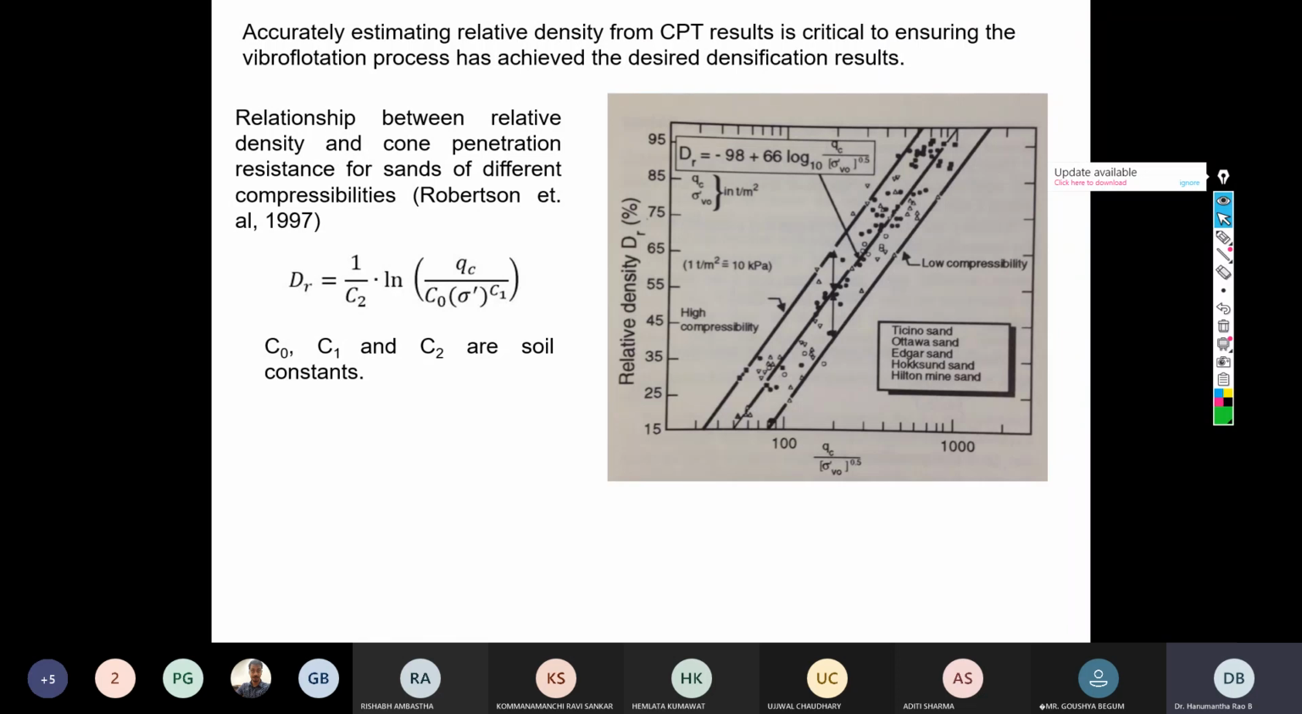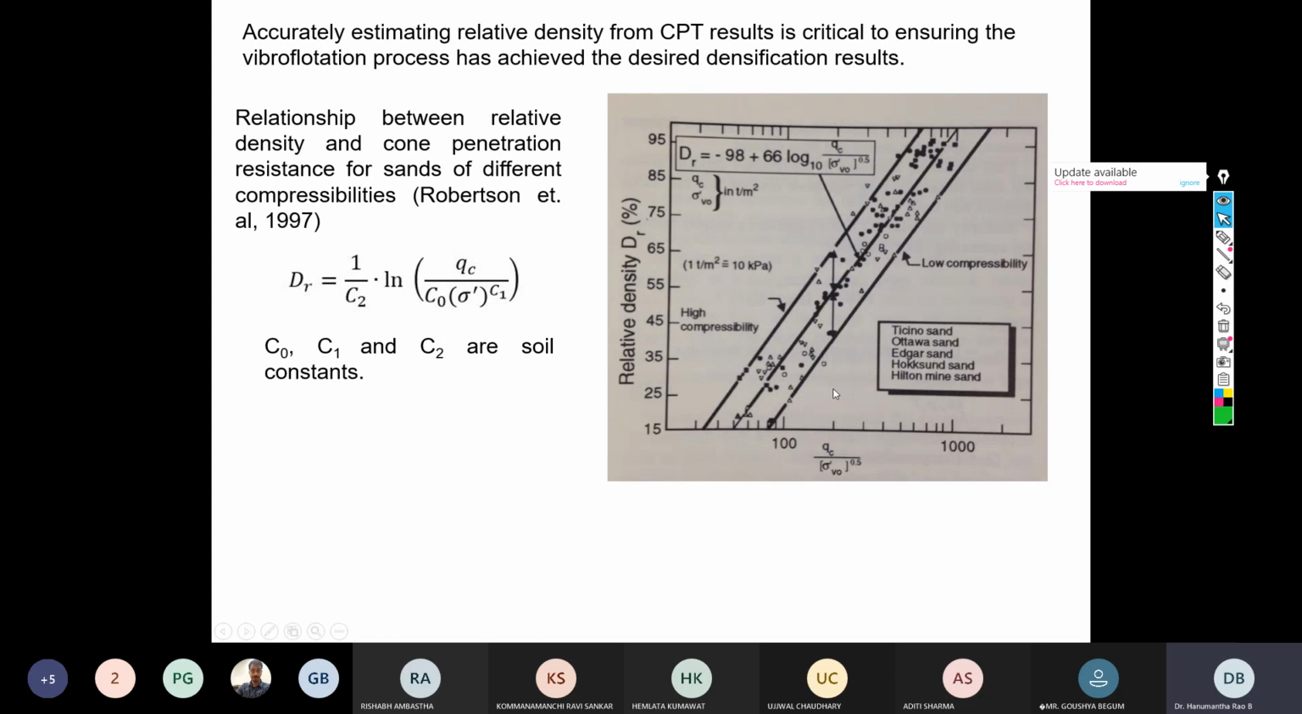So as I was explaining, CPT is one of the basic tests to ascertain the degree of improvement. But how to correlate the CPT values with the relative density? So this graph, as prepared by different people, shows a relationship between the relative density and the cone penetration value. You can see QC is the cone penetration value, which has been normalized with the effective overburden pressure, that is sigma V naught dash, and it has been related with the relative density.